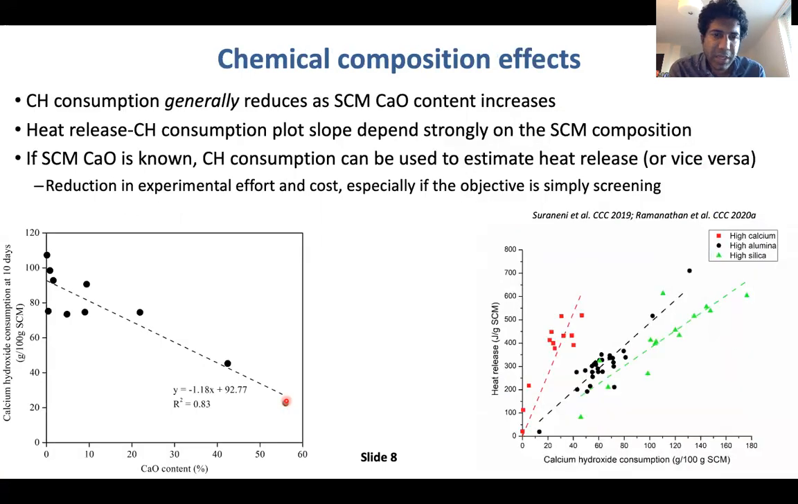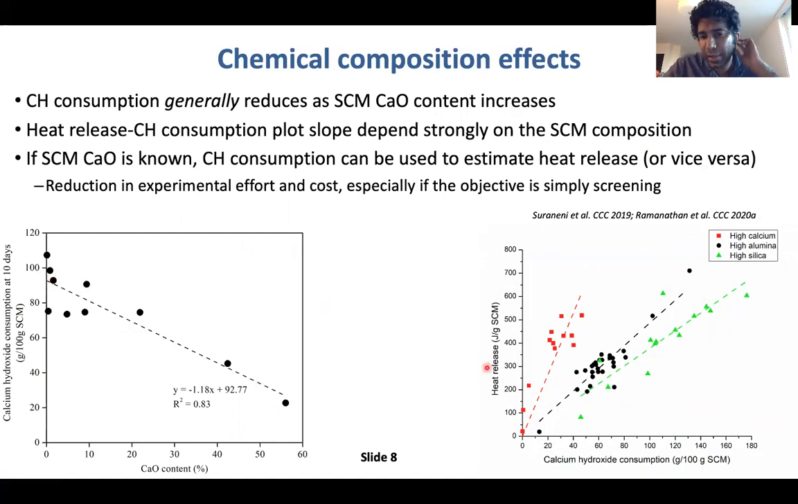One of the things that we've seen, and the reason we like this reactivity test, is that we see very strong correlations with chemical composition. Here is a correlation with the bulk CaO content. Obviously, you realize that this is limited in the sense that in reality, it's the amorphous contents that matter, but it's a nice starting point.